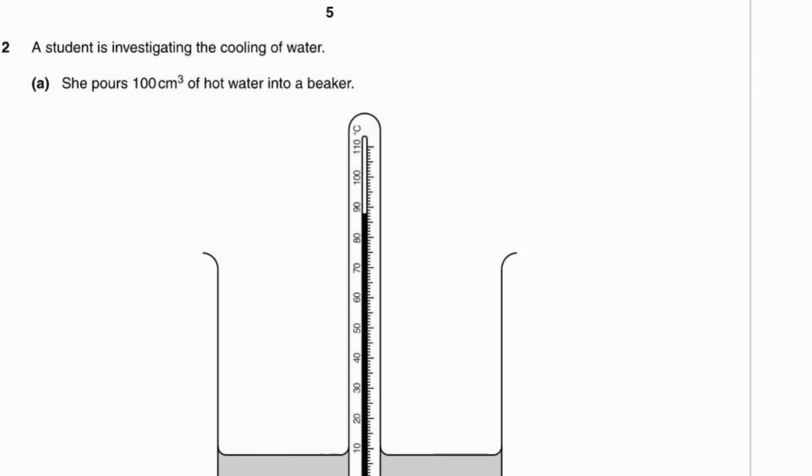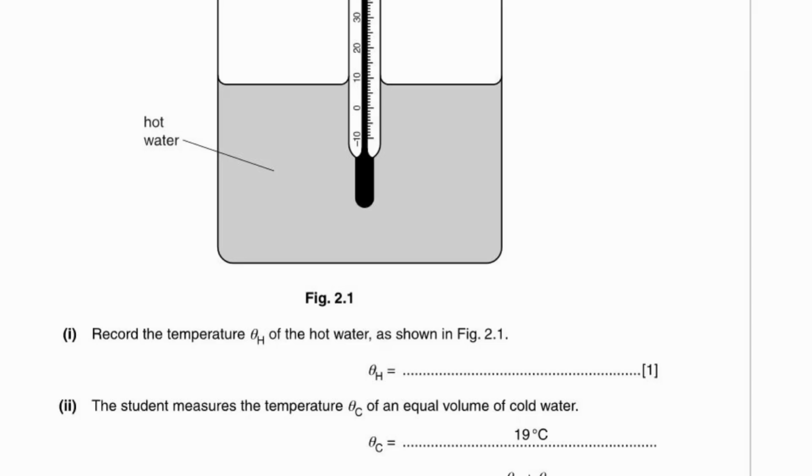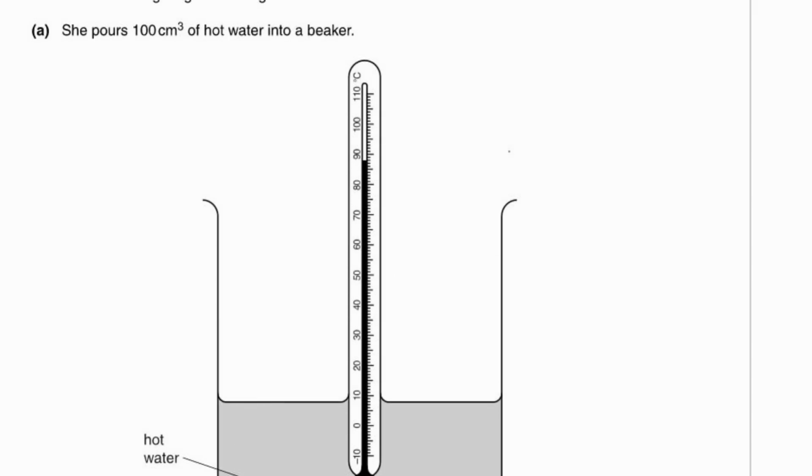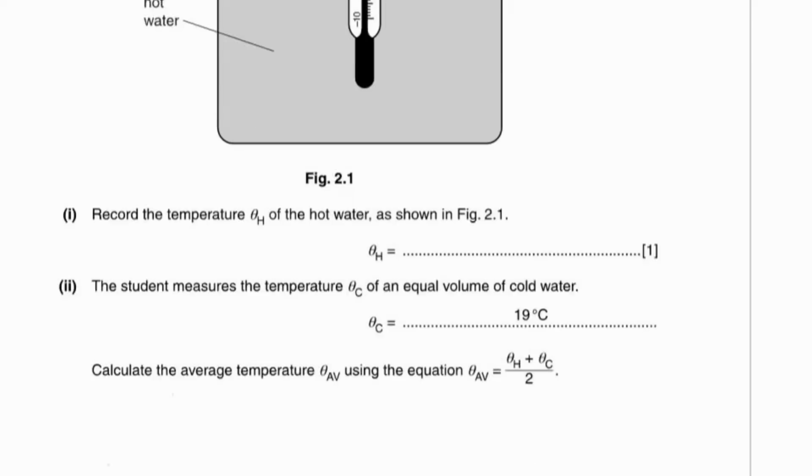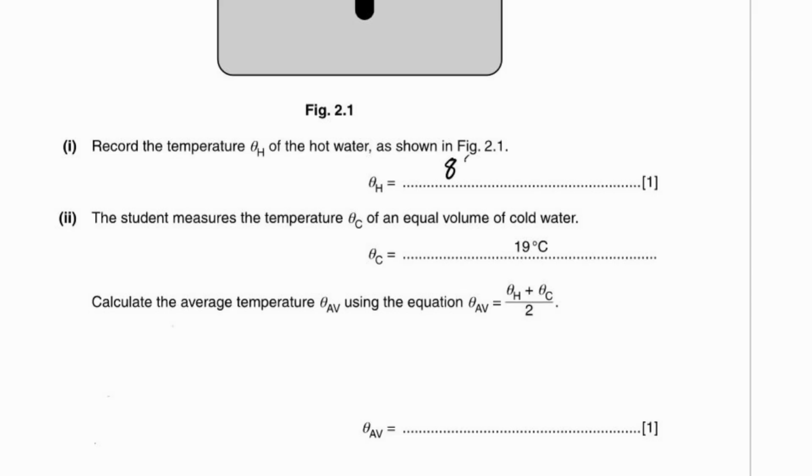Question 2. A student is investigating the cooling of water. She pours 100 centimeter cubed of hot water into a beaker. 1. Record the temperature θh of the hot water as shown in figure 2.1. Alright, so all we have to do here is read that off the picture of the thermometer there, and if we do that we get a value of 88 degrees Celsius. So remember, put in your units.